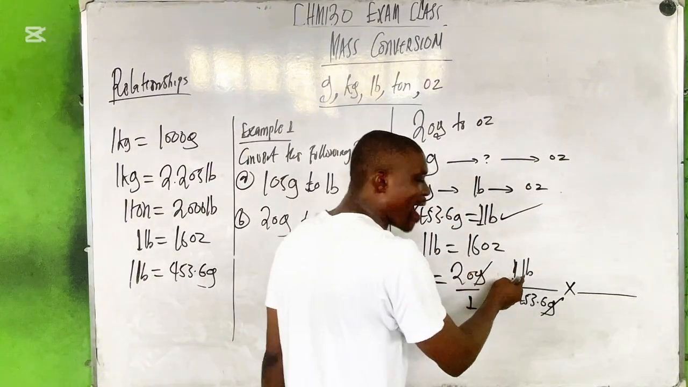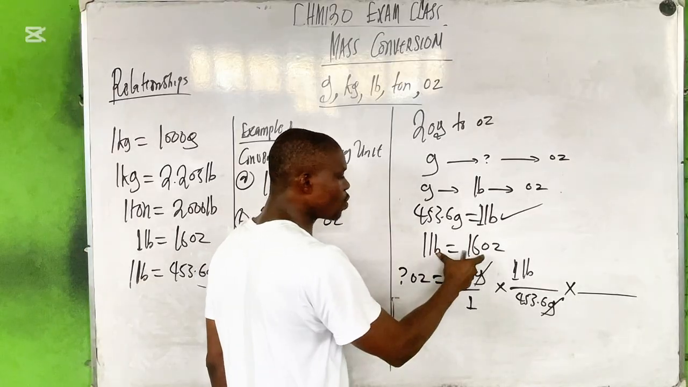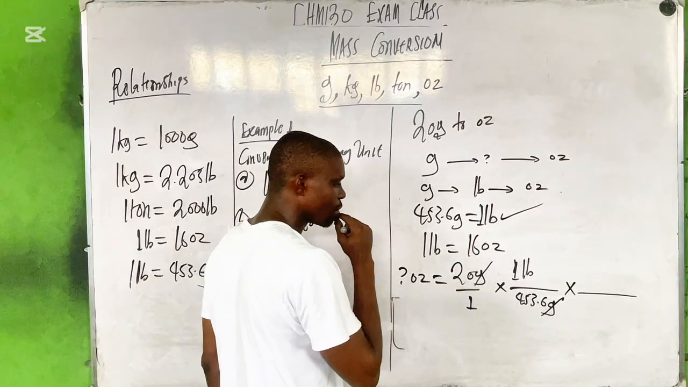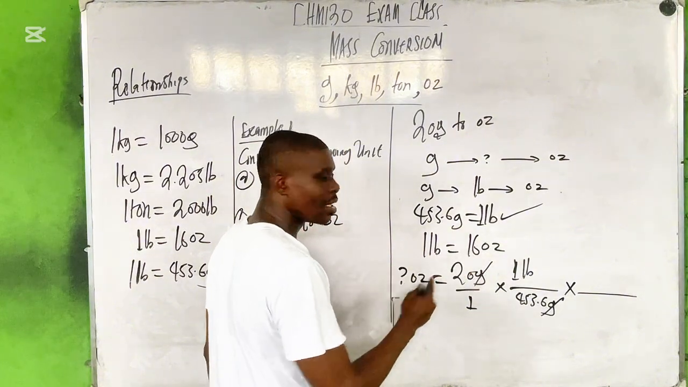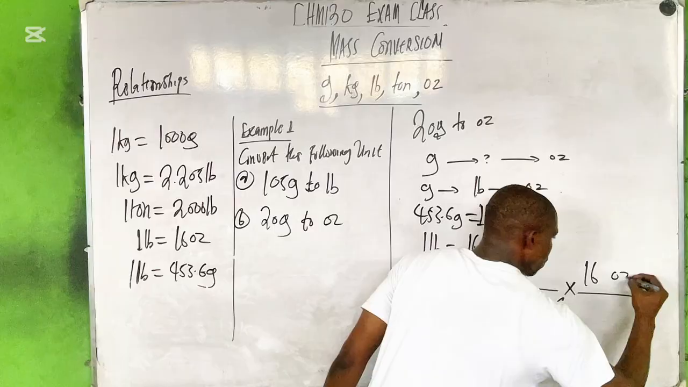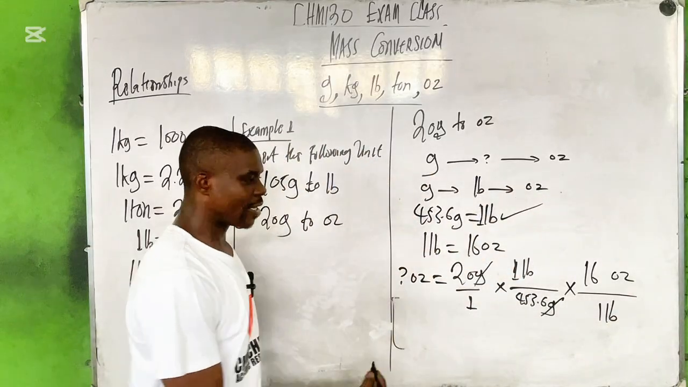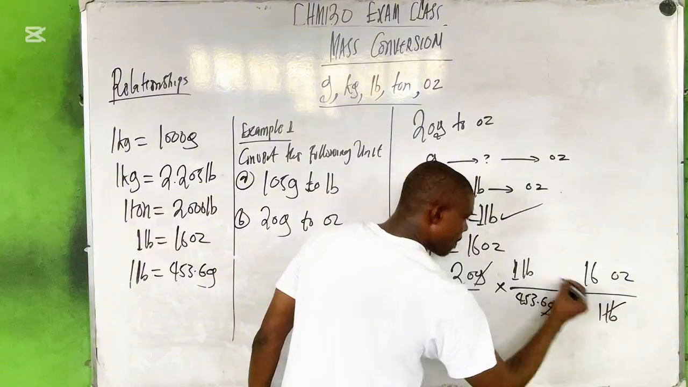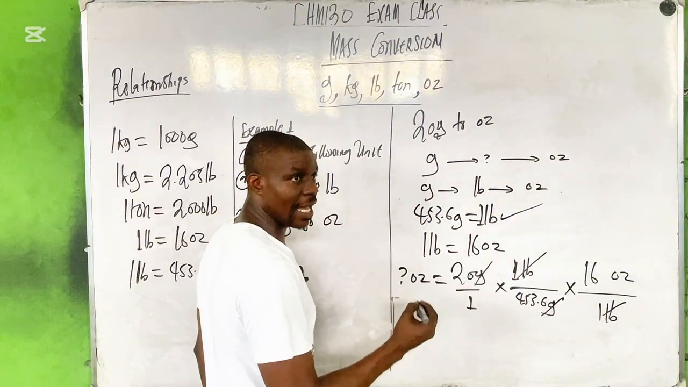Now, here we now have pounds at the top. Which will be at the down? Pounds will be at the down, right? Then ounces will be at the top. So then it's going to be what? 16 ounces over what? 1 pound, right? So pounds and pounds, we cancel, right? Is it clear?